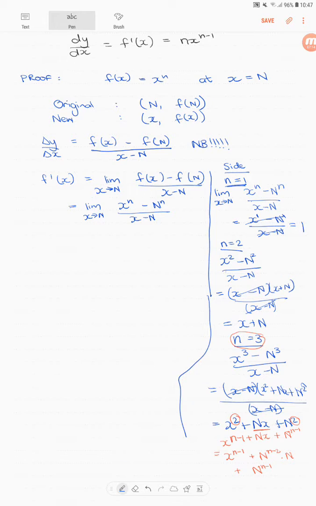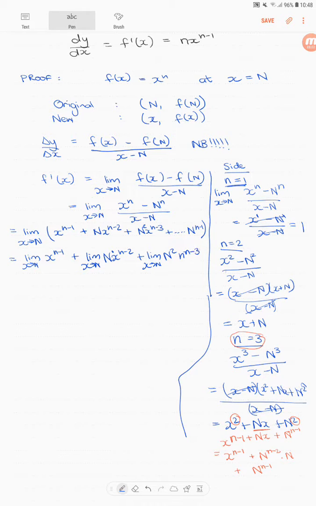So what happens to our slope? This becomes the limit as x approaches N of x^(n-1) plus N x^(n-2) plus N squared x^(n-3) plus all the way to N^(n-1). Our limit theorems tell us that if we have a sum of limits, we can take the limit of each function. So we simply take our limits into the brackets, all the way up to the limit as x approaches N of N^(n-1). Now we can evaluate the limit.